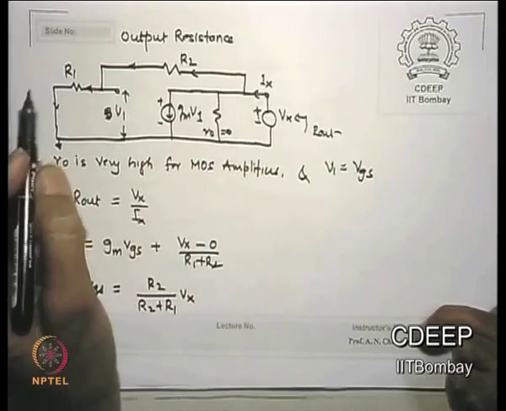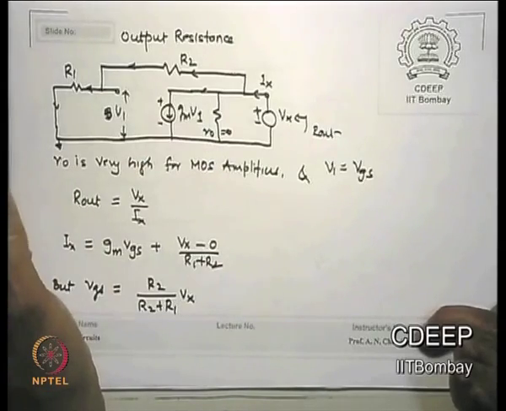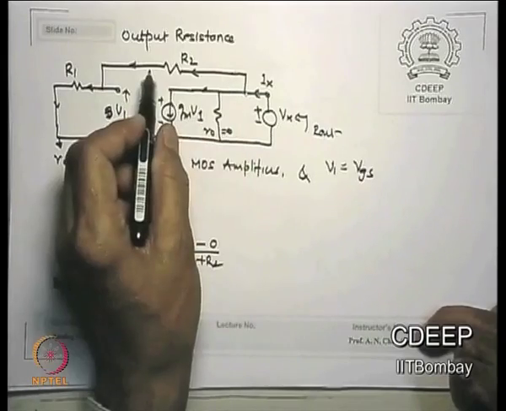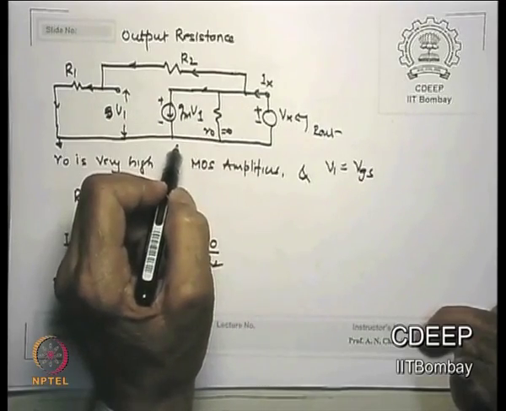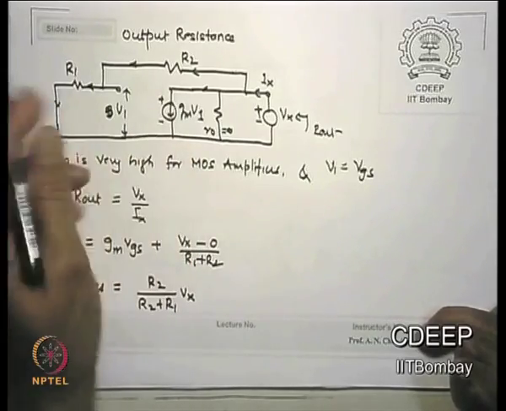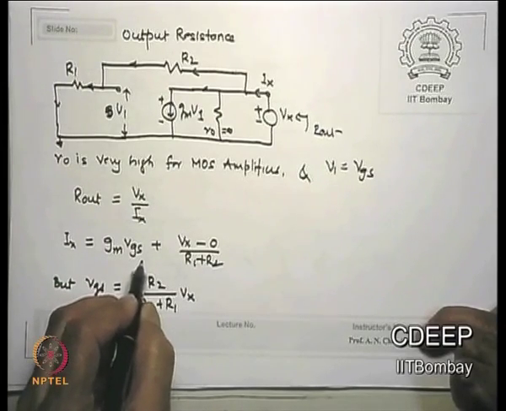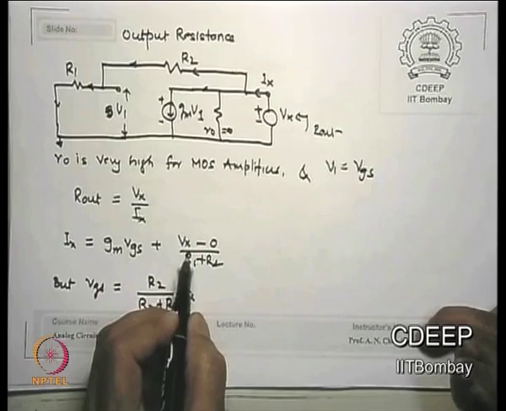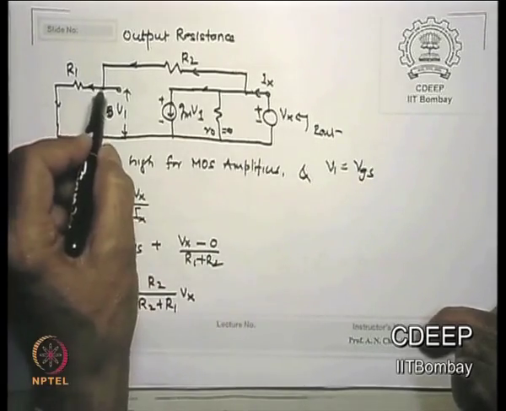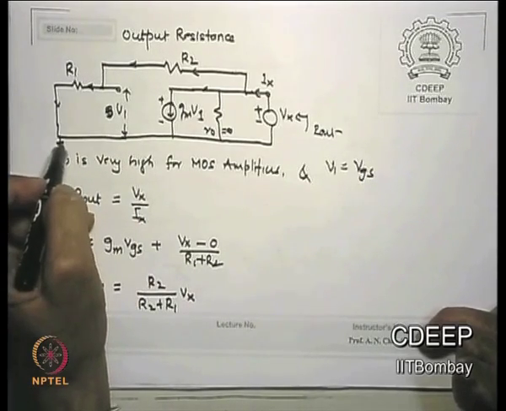Where the current Ix is divided into one path this and one path this. Is that correct? At this node, one current is going here and one current is going here. So Ix is GM VGS, okay, and V1 is VGS as I just now said. So Ix is GM VGS plus Vx, please remember Vx minus 0. Why is it 0? You grounded this terminal, you made Vin 0.